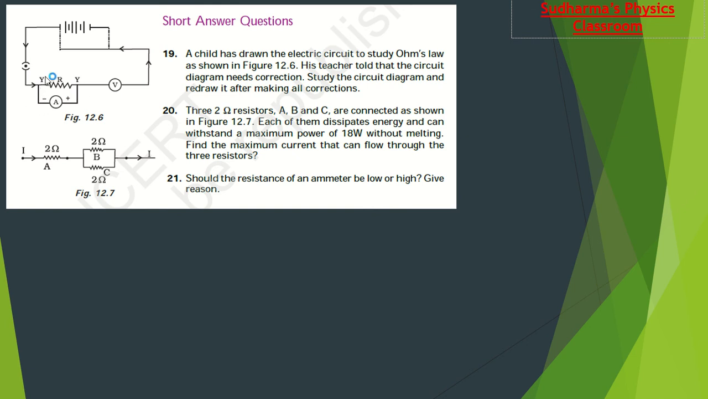Okay, so let's try to redraw the diagram. Let me start from the battery. The battery is positive, negative. I just start from the left side. Positive, negative, positive, negative, and so on, alternating. Okay, so this should be the connection.